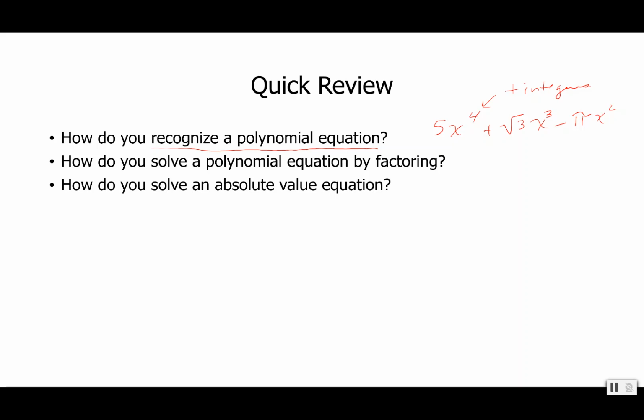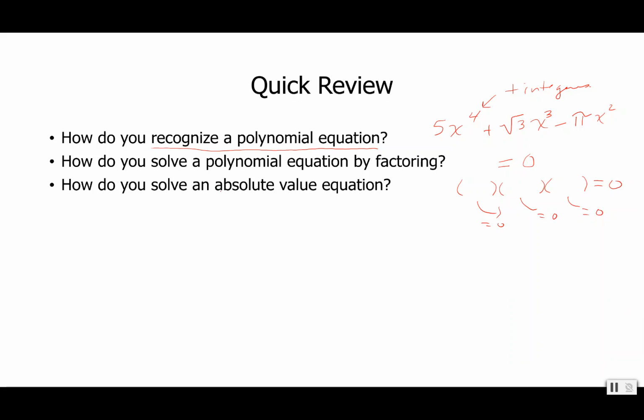So to solve that polynomial equation by factoring, remember what your very first step is. The very first step is you have to set it equal to 0. Then you can factor. Factor means you have things that are multiplied, and then you set each factor equal to 0 and solve the resulting equation.